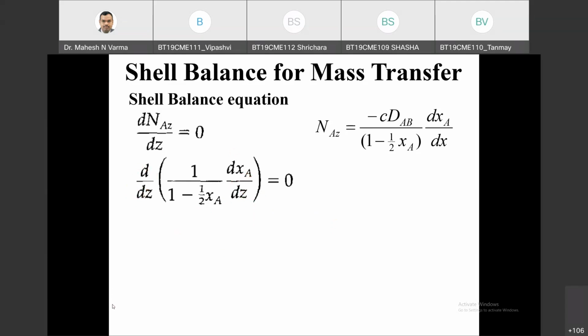Roll number 113. Sir, we have z equal to 0 and z equal to delta. We get both boundary conditions.